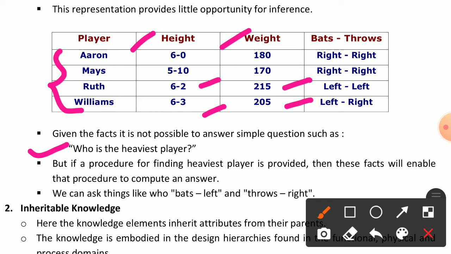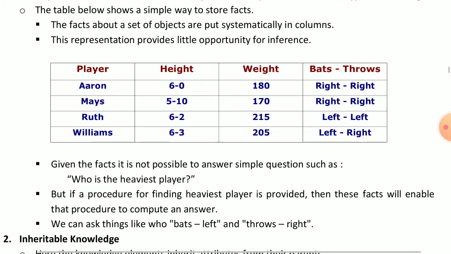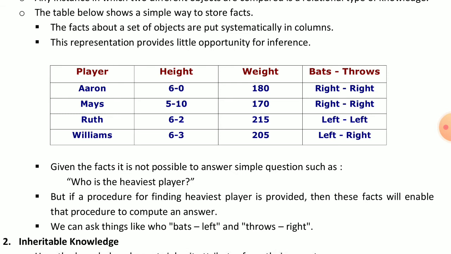And in this table, Ruth and Williams both are left-hand batters and throw balls at left and right. Okay, so we can say that Williams is the heaviest player from this table. Okay, you can take another example and then explain the relational knowledge.